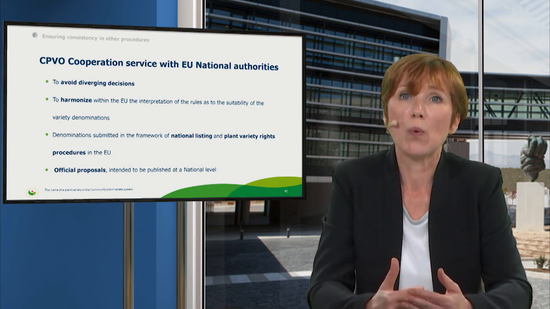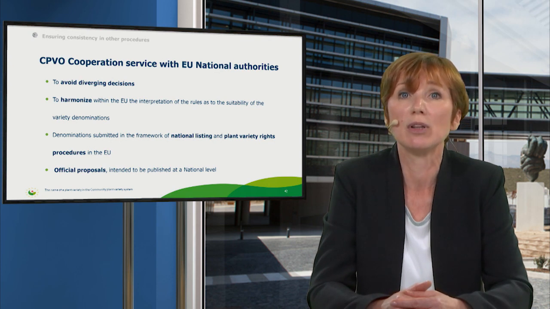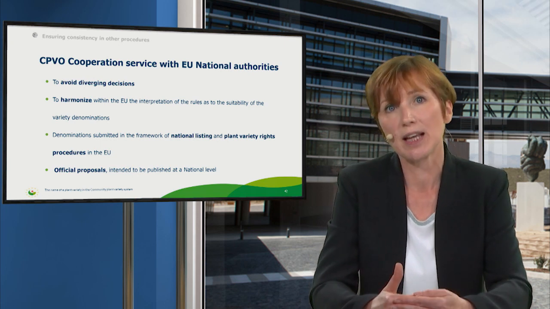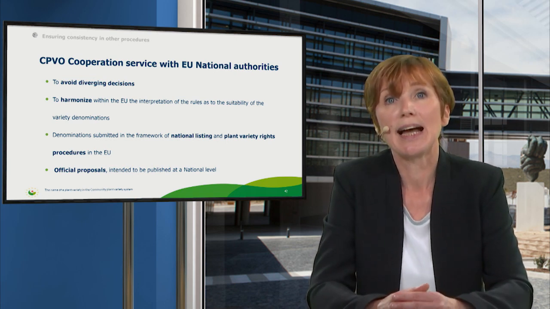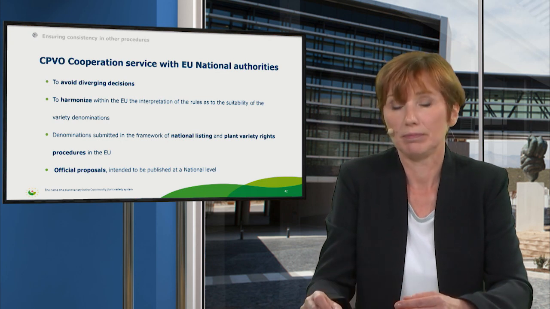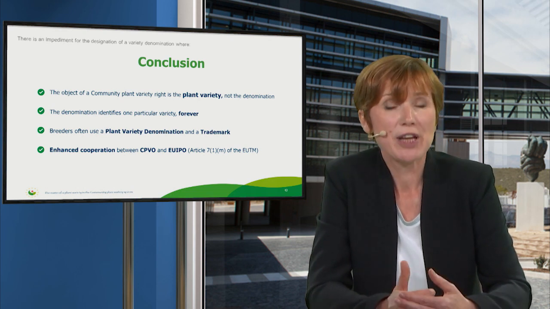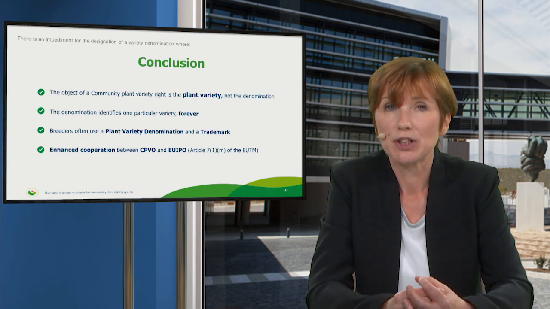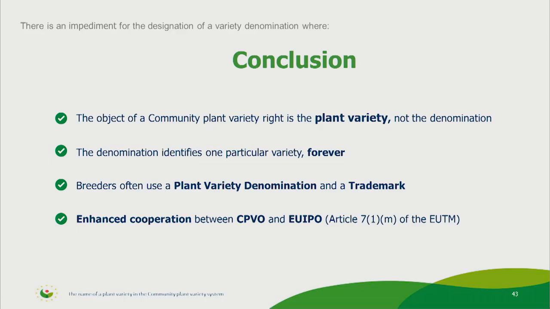This is also a way to inform beforehand on the upcoming publication of a variety denomination at national level, and to avoid that two similar or identical denominations for varieties of the same or of a closely related species are accepted by two different national authorities at the same or almost the same time. So, to conclude on this topic, one should bear in mind that the object of a community plant variety right is the plant variety, not the denomination. The denomination identifies one particular variety, not only during the period of the protection of that variety, but also after the expiration of that protection.